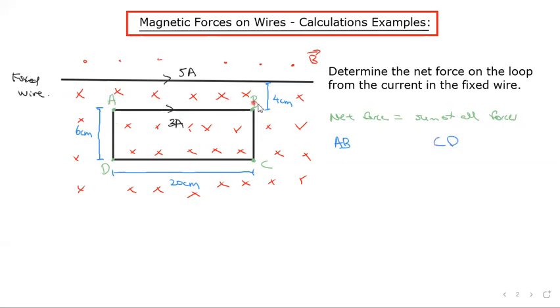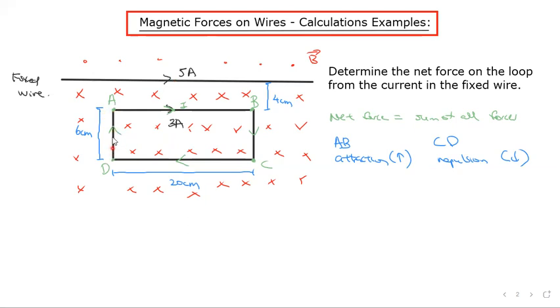In AB, the current is going to the right, and the wire's current is going to the right, so this is a force of attraction. The current flows around the loop, which means in CD it is going to the left, opposite to the direction of the current in the wire. Because opposites repel, this means we'll get a force of repulsion. So I'll call this a force downward, and this a force upward, as far as the direction goes.